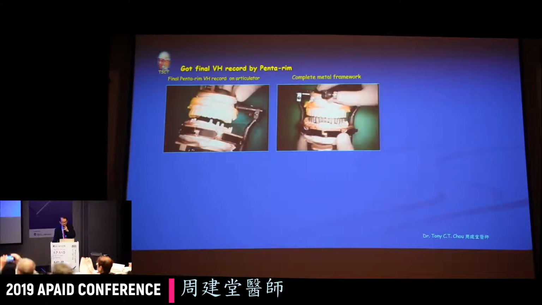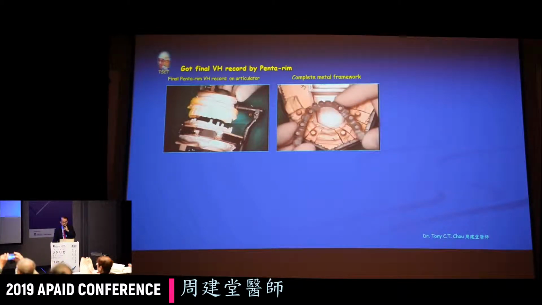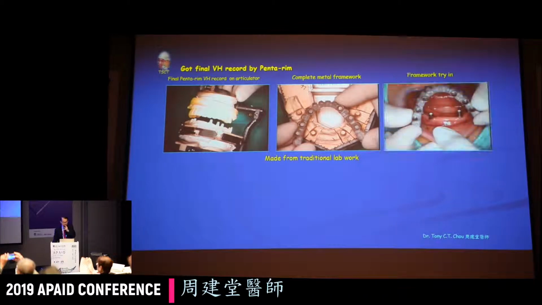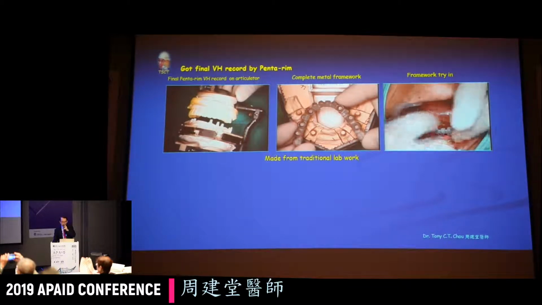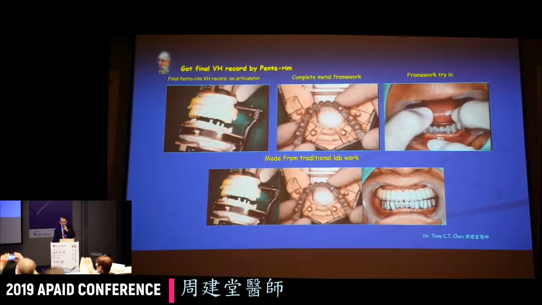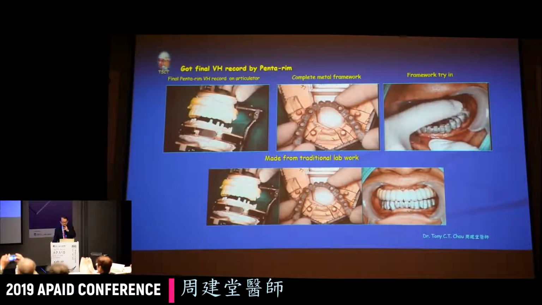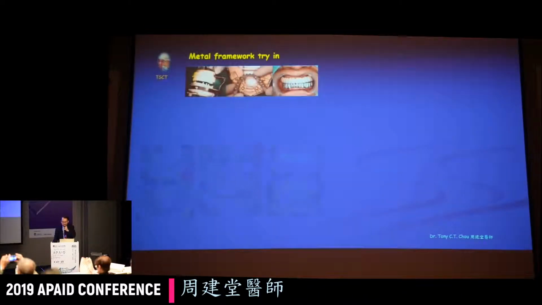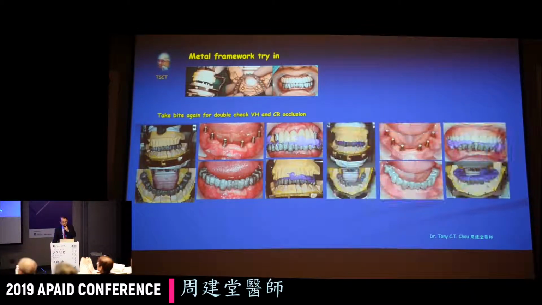You see this, and our technician can complete the final metal framework, and then we try it in the patient's mouth. You see, it's very easy and very stable. Now we have a good metal framework tried in the mouth, and then we take a bite again to double check the vertical height and the CR occlusion.